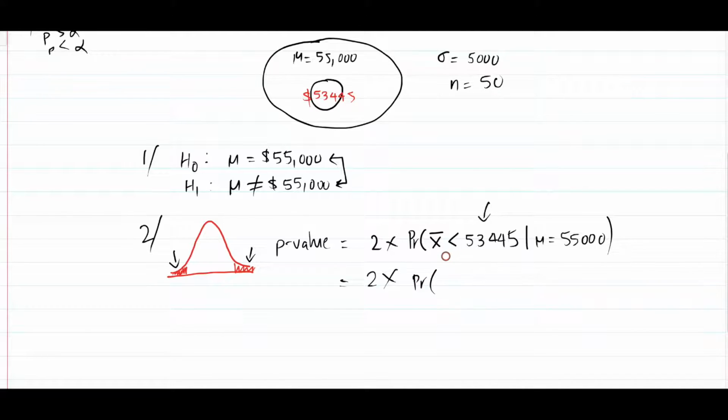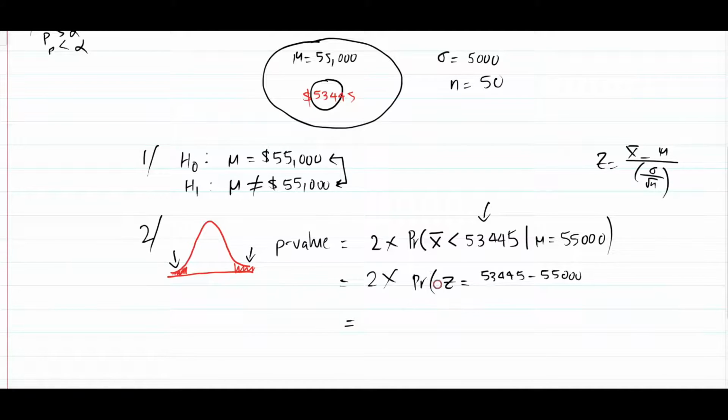So we change this to the z value. Remember, you have to use the normal distribution in this case. So z for 53,445 minus 55,000. Remember, it is z equals x bar minus mean, divided by standard deviation over square root of n. If you're not entirely sure about this, check my video on normal distribution for specialist maths and you'll find out how this formula came about.